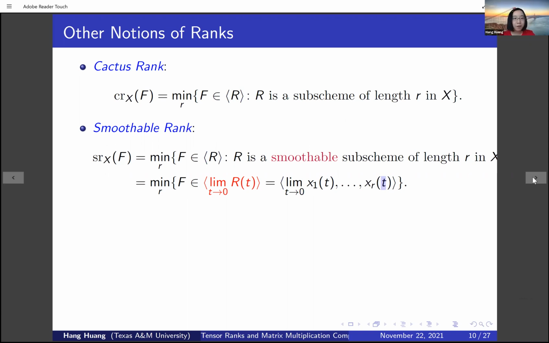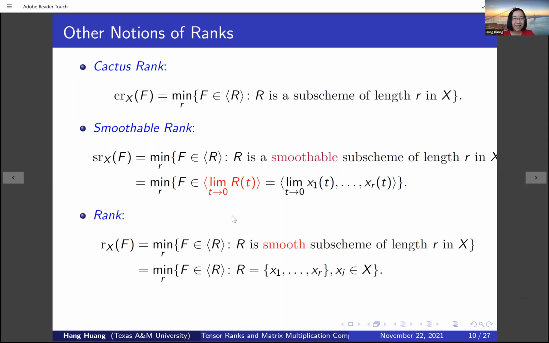And now let me recall the definition of rank. So the rank of a point is the smallest r such that f is in the span of a smooth subscheme. A smooth subscheme of length r basically just means r distinct points. So you only allow smooth subschemes, and you want to find the smallest length such that f is inside its span.